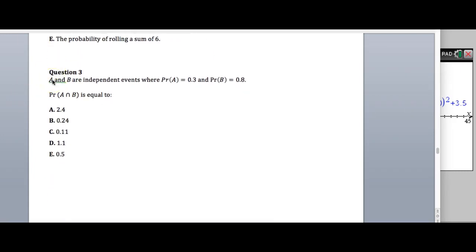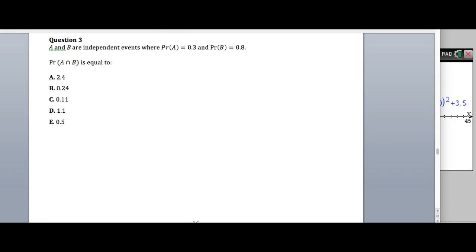All right, A and B are independent events where the probability of A is 0.3 and the probability of B is 0.8. The probability of A and B is equal to, all right, first of all, I know it's not going to be A or D. Why do I know that? Because your probabilities have to be between 0 and 1.